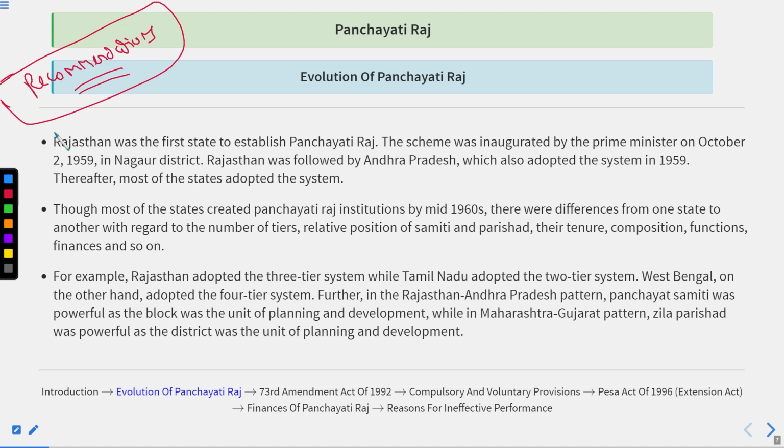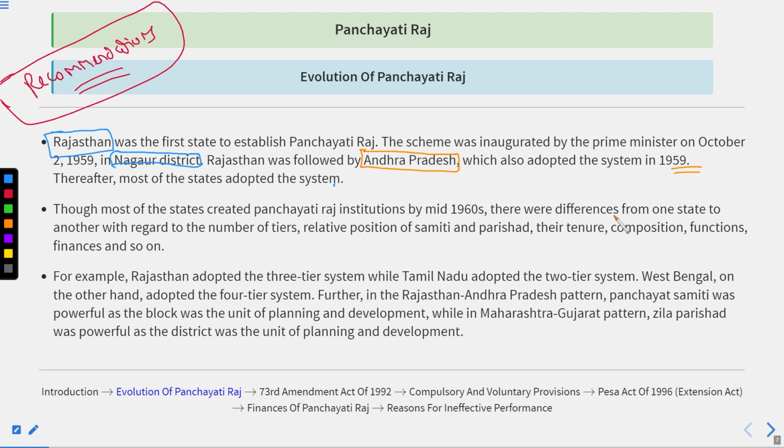The state of Rajasthan was the first state to establish the Panchayati Raj. The scheme was inaugurated by the Prime Minister on October 2, 1957 in the Nagaur district. So if the question asks in the examination which is the first Indian district to accept the Panchayati Raj system, the answer should be the Nagaur district. If the question asks which state is the first state which accepted the Panchayati Raj system, the answer is Rajasthan. Thereafter, another state was Andhra Pradesh, which also adopted the system in 1959.